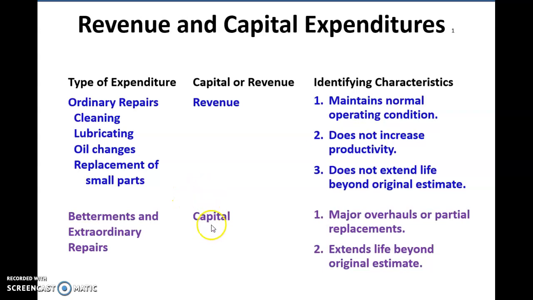Okay, now we have a situation where it's a major overhaul, a major replacement of the entire roof of the building. It's going to cost $25,000, $30,000. That is not a repair to be recorded as an expense in the current period. That is an extraordinary repair and needs to be capitalized and reported on the balance sheet and depreciated over the future life of that new roof.